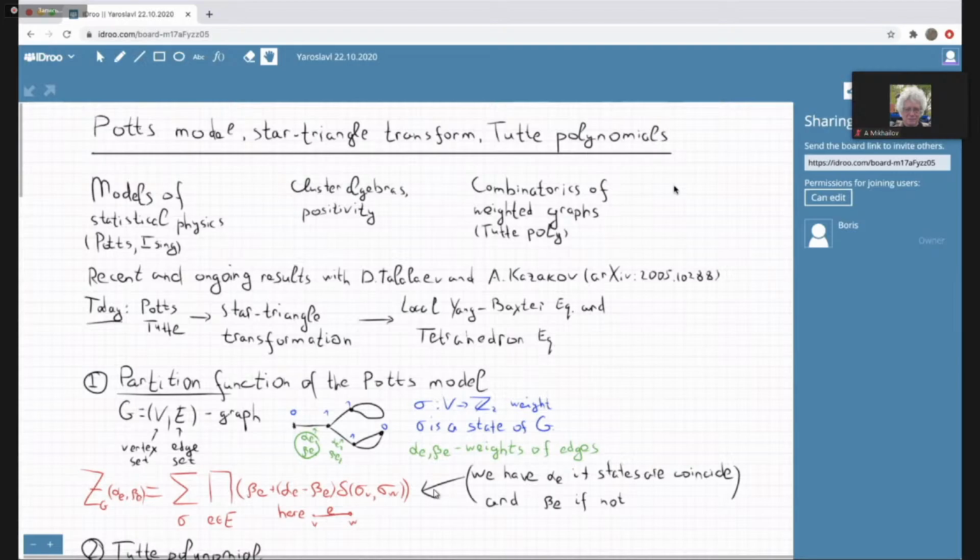In particular, today I'll talk about some connection between the Potts model in statistical physics and the star triangle transformation, the local Yang-Baxter equation and the tetrahedron equation. This is a recent and ongoing result with Dima Talalayev and Anton Kazakov, who is Dima's master's student, I think.